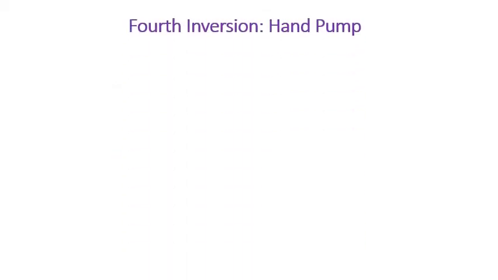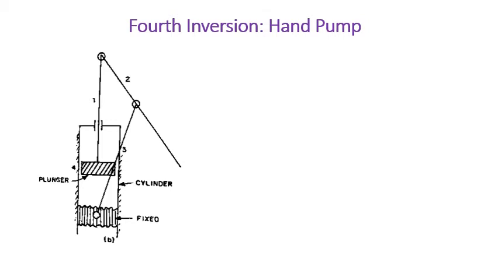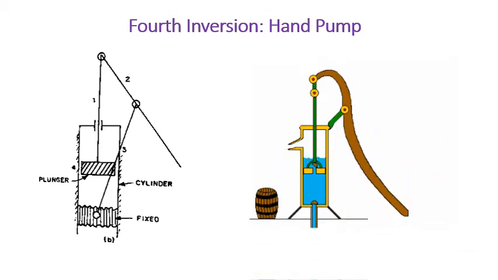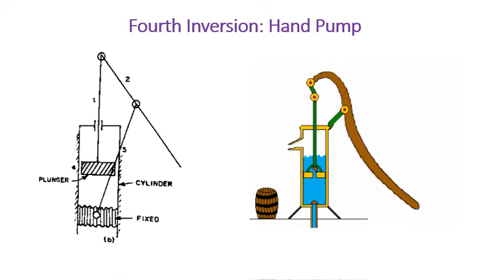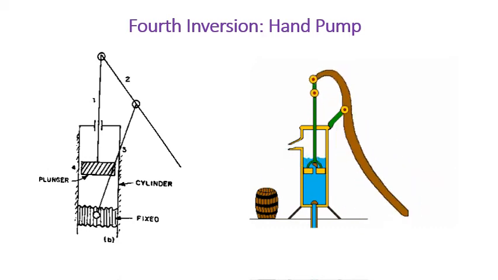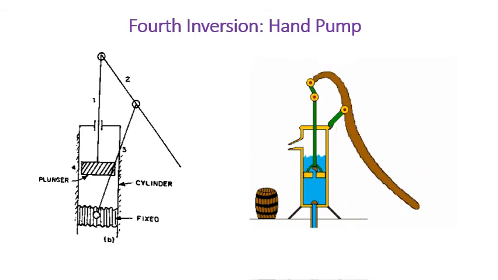So the next one is the fourth inversion of single slider crank chain. The example for the fourth inversion of single slider crank chain is the hand pump. The hand pump consists of four links. You can see the plunger is link number 1, this handle is link number 2, this connecting rod is link number 3, and this outer fixed frame is link number 4.